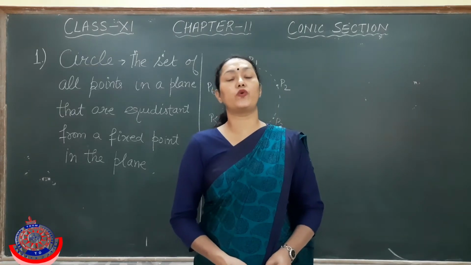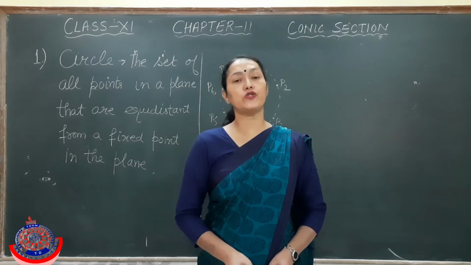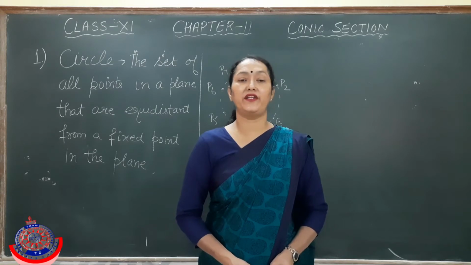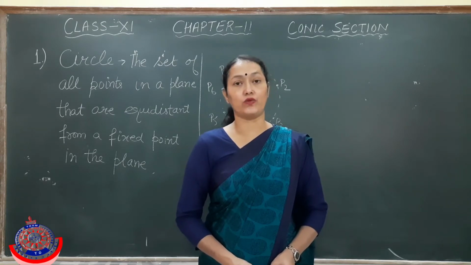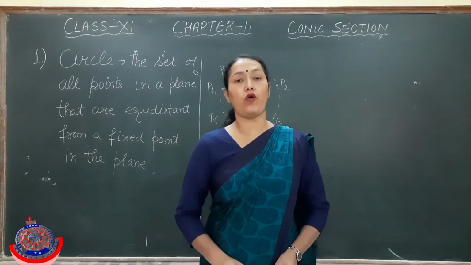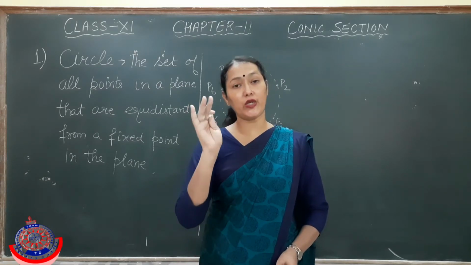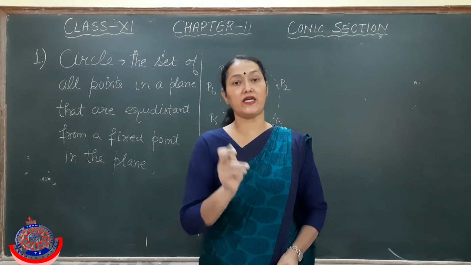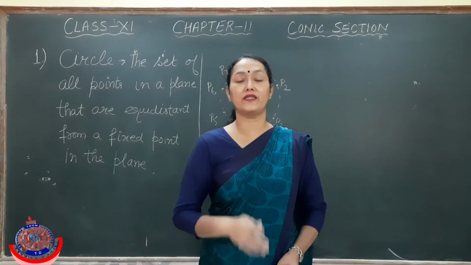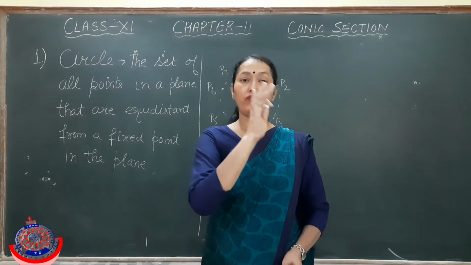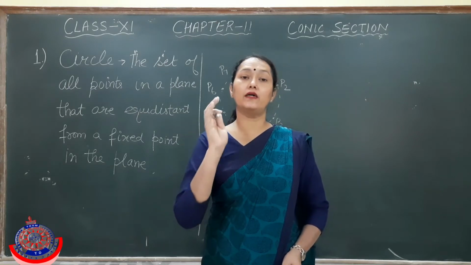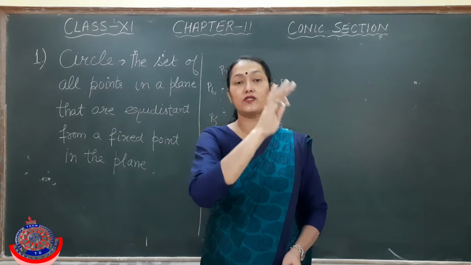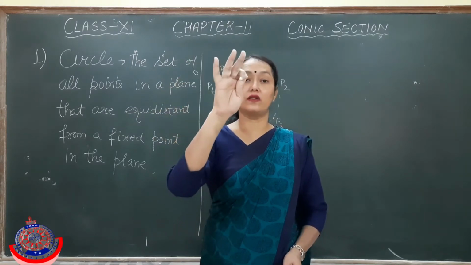Let us start studying these conics one by one. First conic I have told you is circle. What is a circle? Definition you have done in class 9th also. Set of all points which are equidistant from a fixed point, and all these points, fixed point as well as these varying points, should lie in the same plane. Set of all points which are equidistant from a fixed point is called circle.